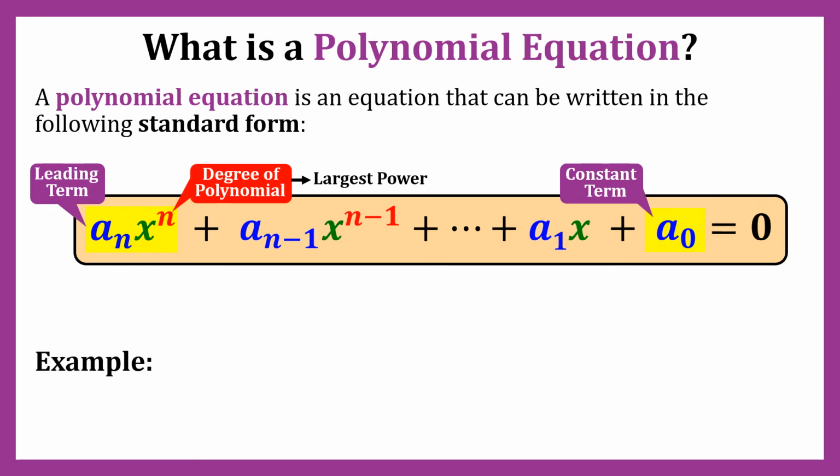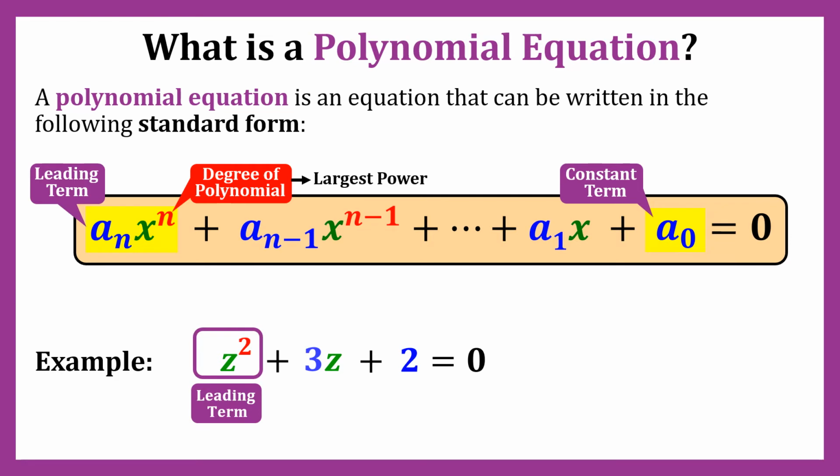Let's look at an example. In this example, we have c squared plus 3 times c plus 2 equals 0. Our leading term, c squared, has an implied 1 in front of it, where the degree is 2. Likewise, our constant term will be 2.